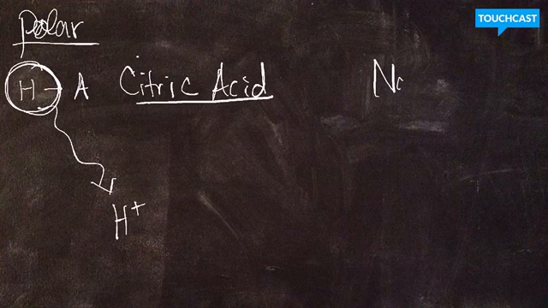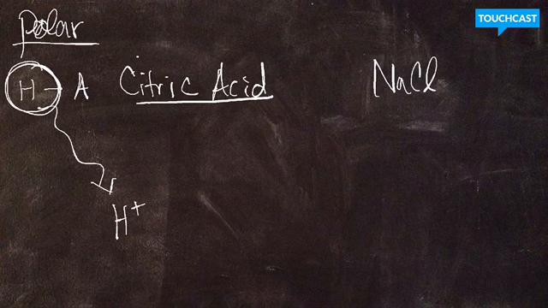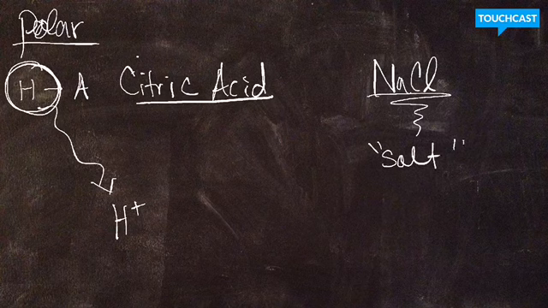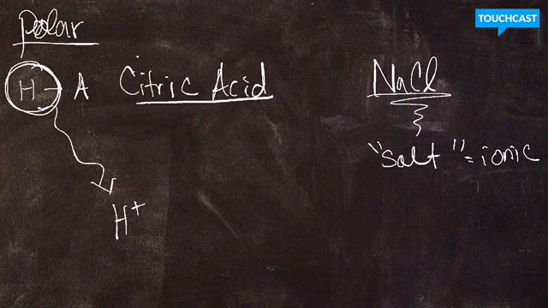So NaCl. Who knew, right? We actually have salt in here. Now, the word salt doesn't necessarily mean NaCl. In chemistry, the word salt actually means anything that is ionic. I don't know if you knew that. So it may not necessarily be NaCl. It could be anything really that is ionic.